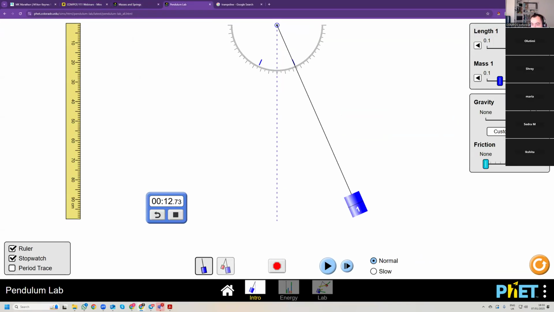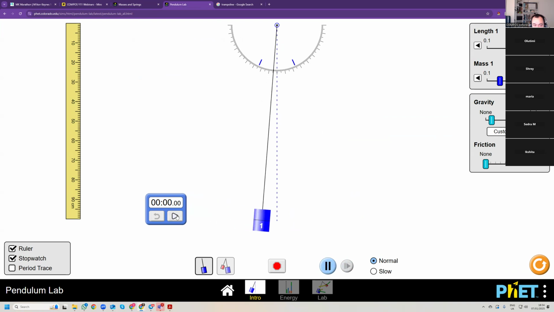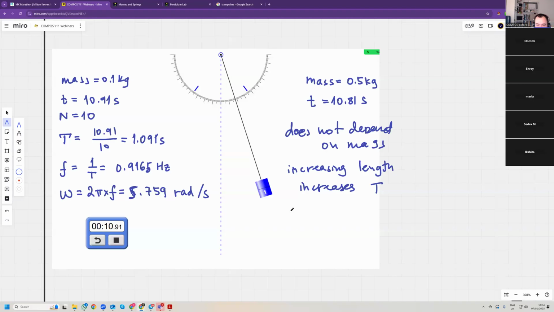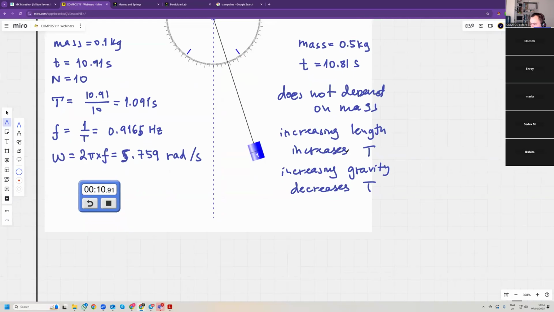Another thing that we can change is gravity. If we make the gravity small, and we repeat the experiment, and go. 1, 2. That's going to be a long time. 3, 4, 5. So clearly, you see gravity has an effect. Increasing gravity decreases T.